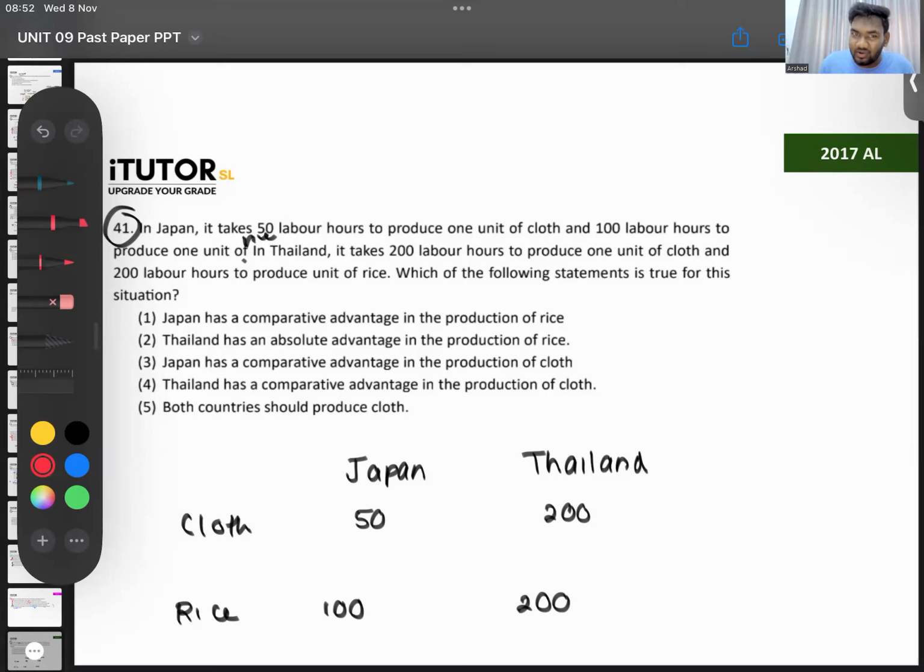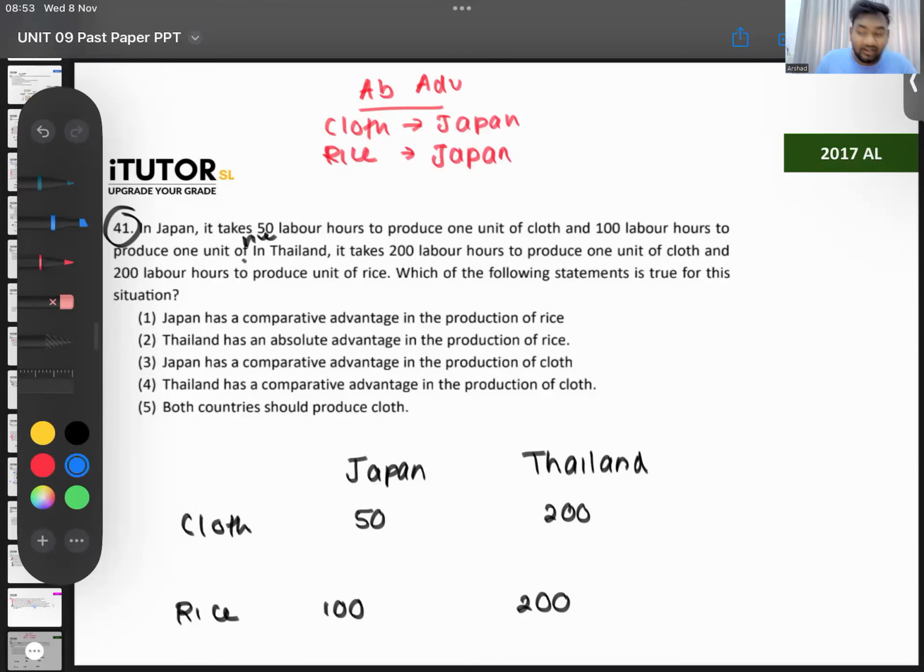Labor hours. So, how do you find absolute advantage? Absolute advantage belongs to whoever uses the lesser amount of inputs. For cloth, Japan needs 50, Thailand needs 200. Who is producing with lesser inputs? Japan, because Japan needs only 50. For rice, Japan needs 100, Thailand needs 200. Again, lower is Japan. So Japan has the absolute advantage for both goods.